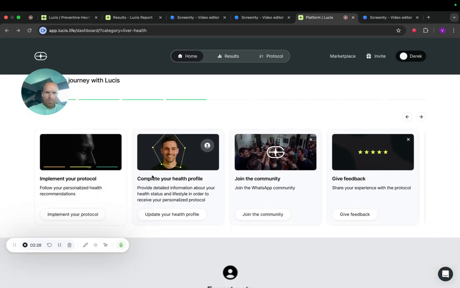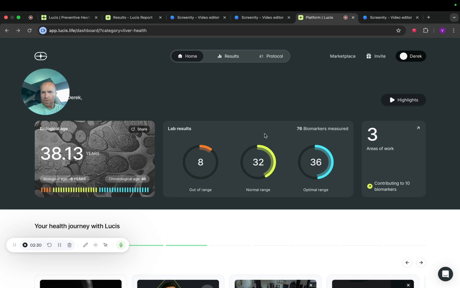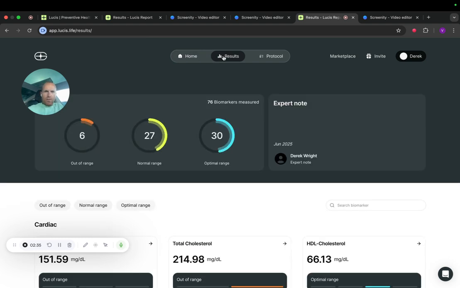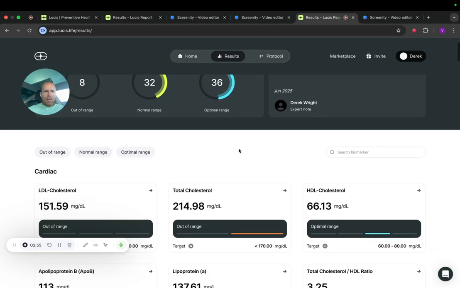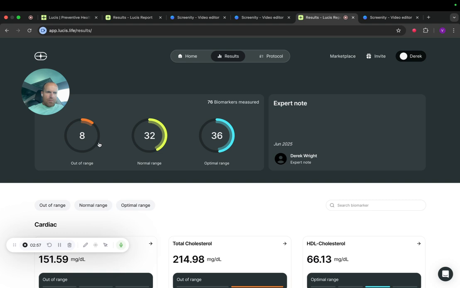Then, yeah, let's have a look at the lab results in particular. So easiest way is to go on to results here. And as you see, these are categorized as out of range, normal range, and optimal range. Normal range meaning they're within two standard deviations from the mean, kind of standard stuff. And Lucy have put together an optimal range as well for certain markers that have them. Not everything has the optimal, but yeah, and then 8 clearly out of range.